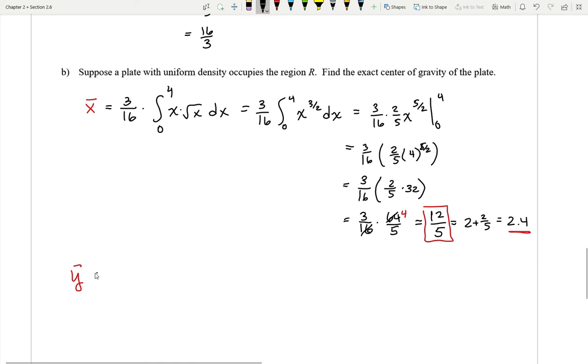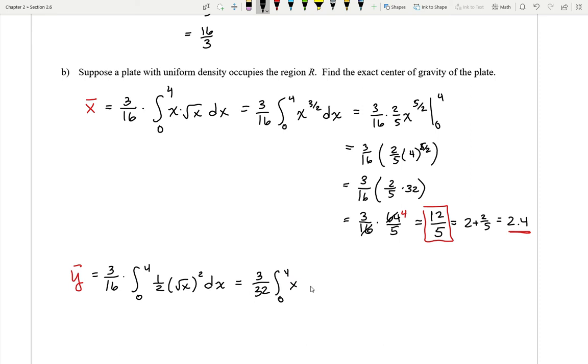My y-bar, again, is going to still have that 1 over the area, or a reciprocal of that area fraction, times an integral from 0 to 4. And then I'm going to have a 1/2 times my function of the square root being squared. So again, this here is really easy. I'll take my 1/2, pull it out to the front first. I'm going to get a 3 over 32 times an integral of 0 to 4, and this is actually just going to be of x, because after I square the radical, that's what I end up with.